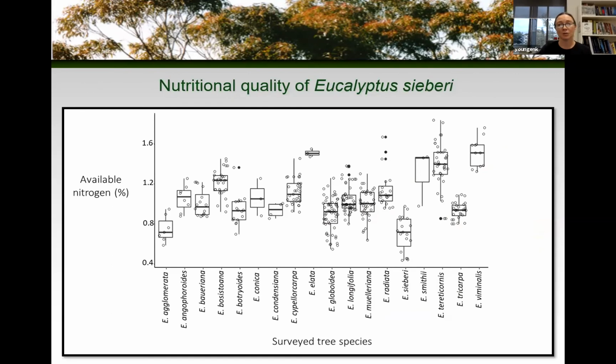When we looked at the nutritional quality of silvertop ash compared to other eucalypts that we sampled on the south coast, the reasons for the koala's absence started to become clear. Just in terms of the good stuff, available nitrogen, silvertop ash was lower in nutritional value than any of the other species in the area that we sampled. It should be noted that agglomerata was also pretty poor.